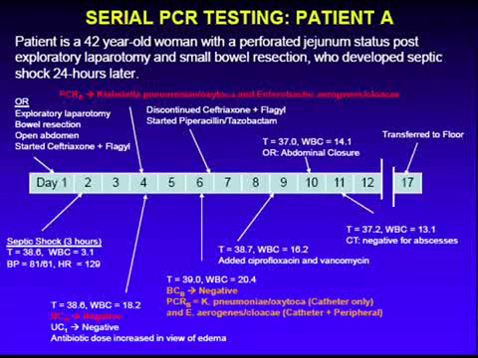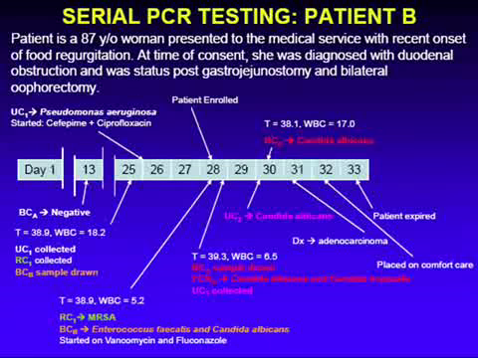So, thus, PCR may serve as an adjunct to blood culture methods while patients are on antibiotic therapy. This next slide shows a patient who is an 87-year-old woman presenting to the medical service with recent onset of food regurgitation. At time of consent, she was diagnosed with duodenal obstruction and was status post gastrojejunostomy and bilateral oophorectomy.